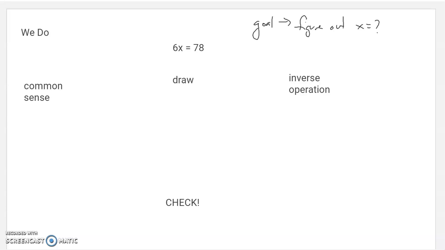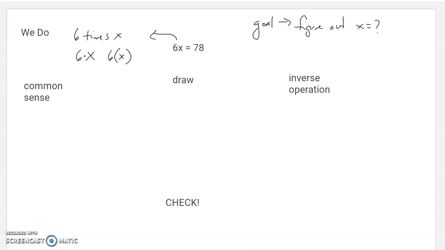And another thing to remember is that this means 6 times x. You may not be used to that no symbol meaning times yet. That's 6 times x. You could also write that like this. Sometimes you'll see parentheses too, like 6 times x could be written that way. There's just different ways we write out multiplication now because we don't want to use that cross because it looks like an x. So we need other ways to do that.